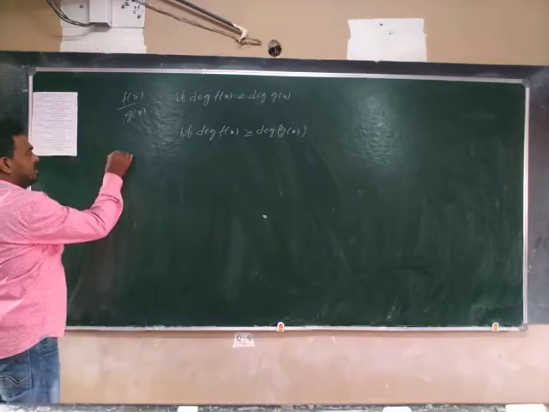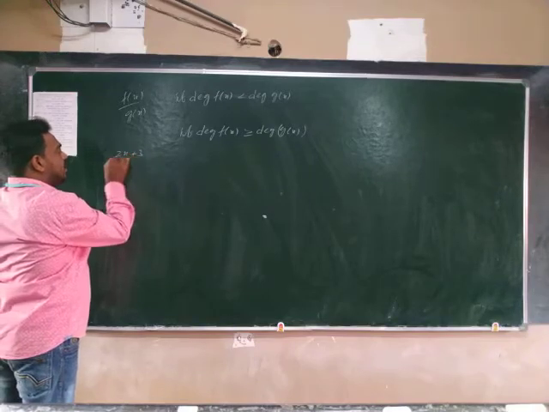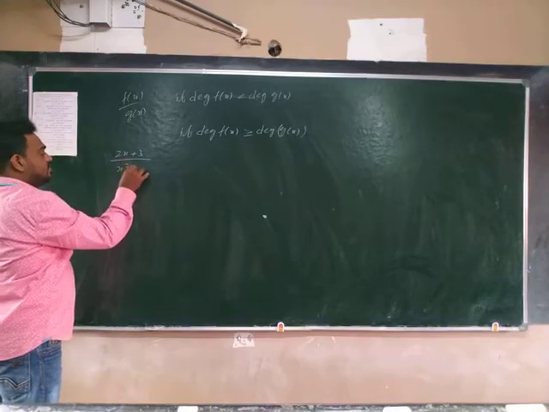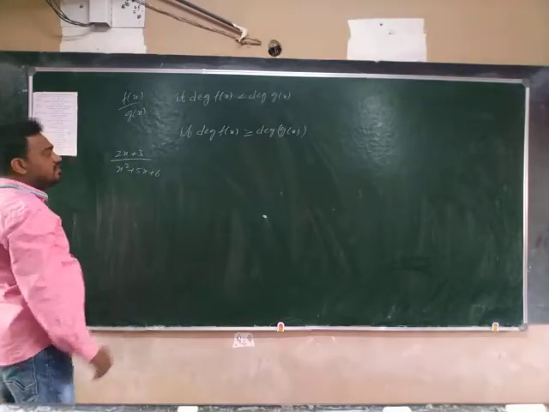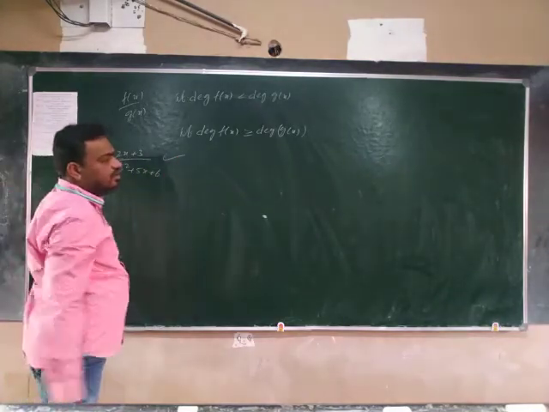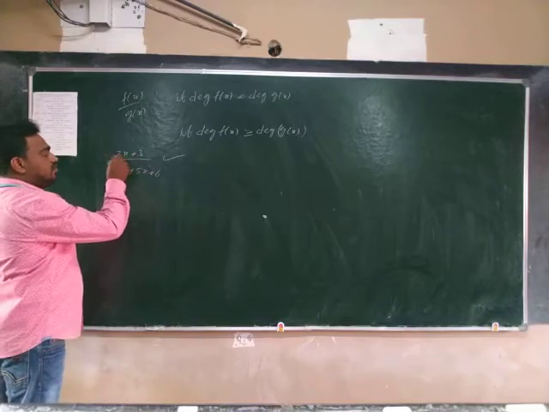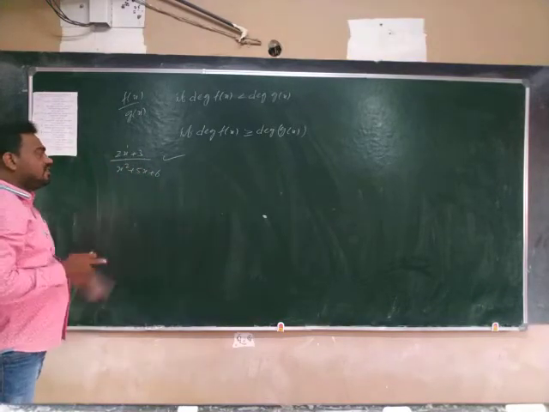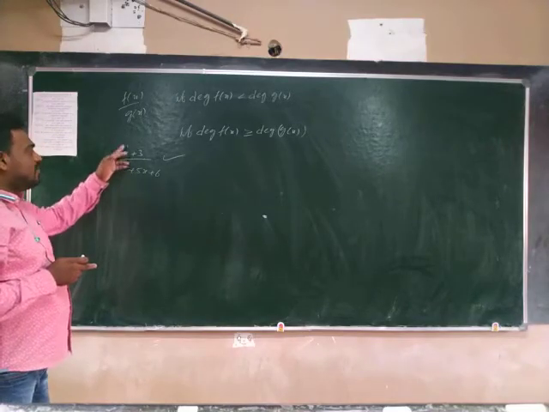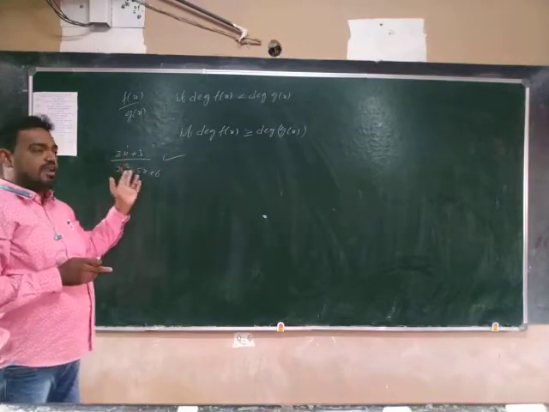Alright, example: you see 2x plus 3 by x square plus 5x plus 6. Is this a proper fraction or an improper fraction? This is a proper fraction only, because the numerator degree, the highest power of x, is 1, and the denominator degree is 2. So 1 is less than 2, so it is a proper fraction.